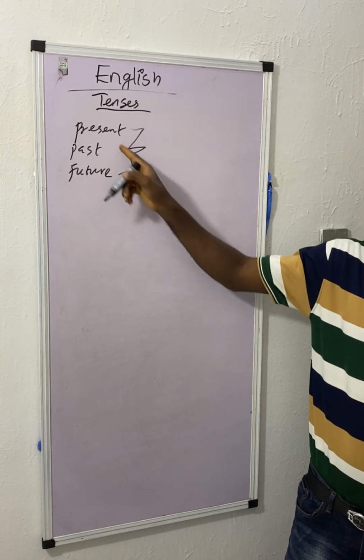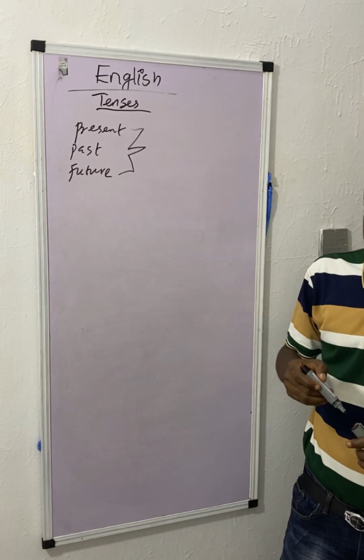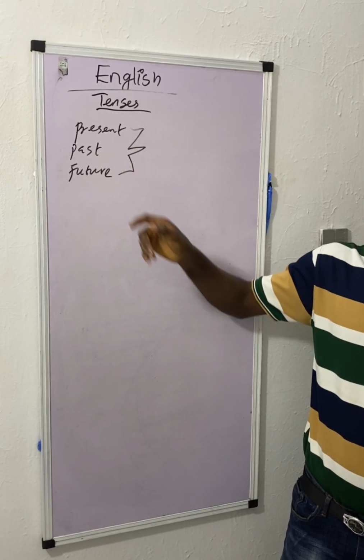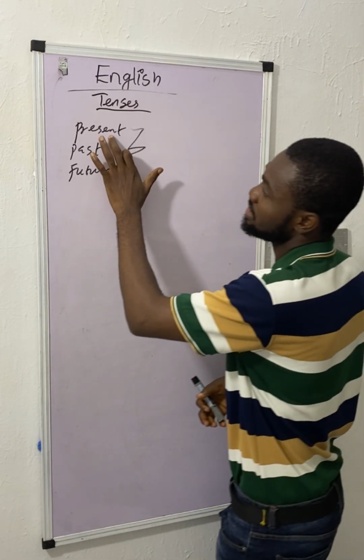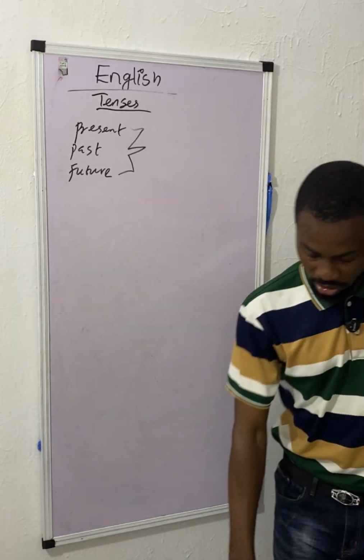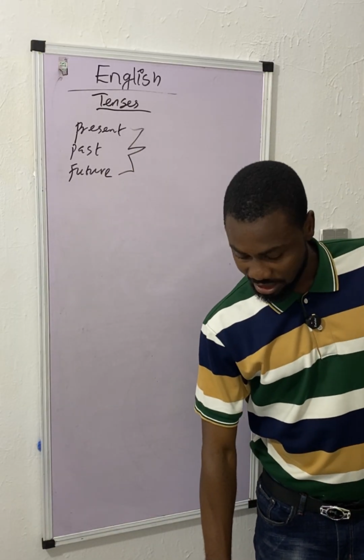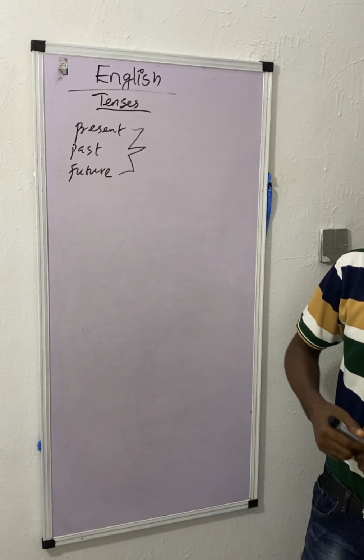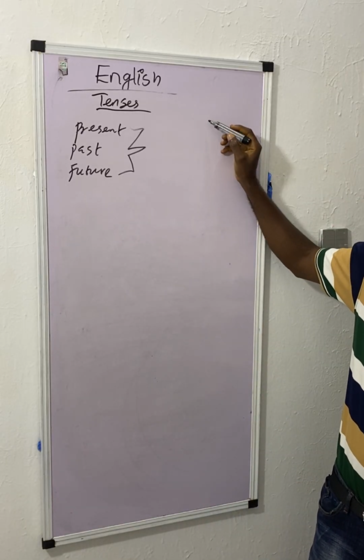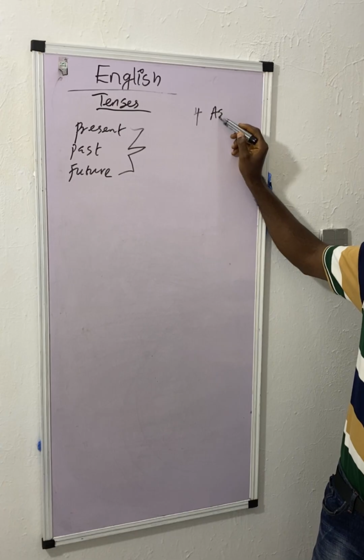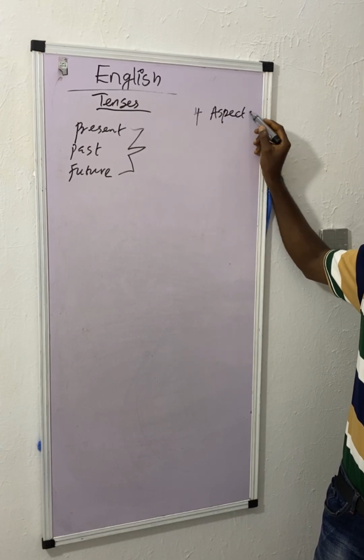Or the classes of tenses: present, past, future. Tenses show when something happens in the present, the past, or the future. So the classes of tenses are present, past, future. We have 3 classes of tenses, and we have 4 aspects of tenses.